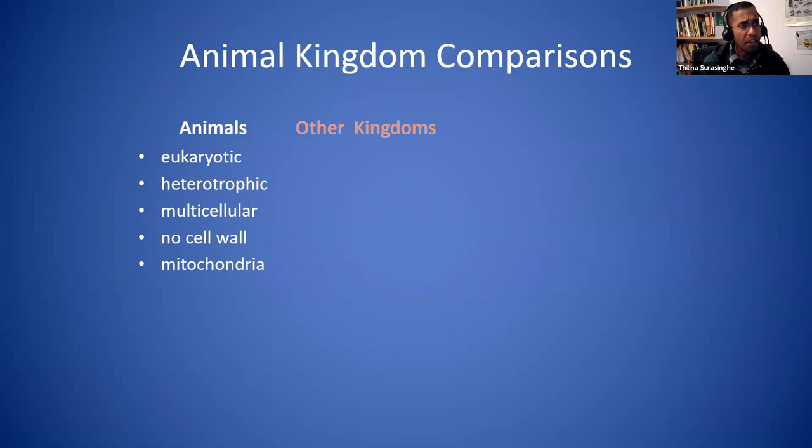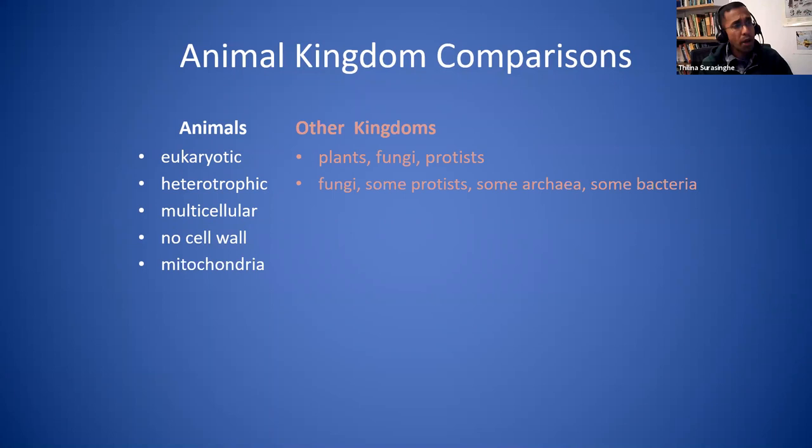Compare those features to other kingdoms. Animals are not the only eukaryotes. Plants, fungi, and protists are all eukaryotes, right? Everything except a bacteria, an archaea, or a virus is eukaryotic. Heterotrophy is also not limited to animals. Fungi, so many protists, and some archaea and some bacteria are also heterotrophic. They cannot photosynthesize or chemosynthesize.